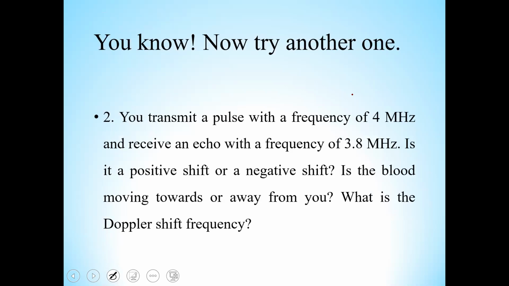And now try this one. You transmit a pulse with a frequency of 4 megahertz and receive an echo with a frequency of 3.5 megahertz. So the receiving frequency is lesser than the transmitted frequency. That's why the Doppler shift will be negative and the structure will move away from the transducer, or the structure will move away from you.